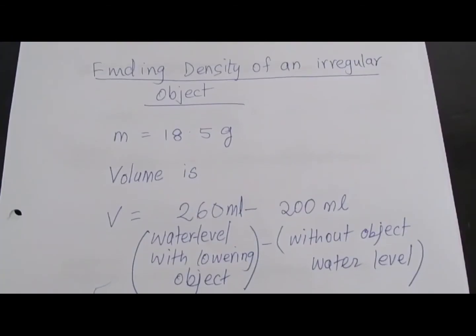We have already found the mass and volume of the plasticine. The formula of density is mass over volume. So the density is 18.5 grams divided by 16 ml, which equals 1.15 grams per milliliter.